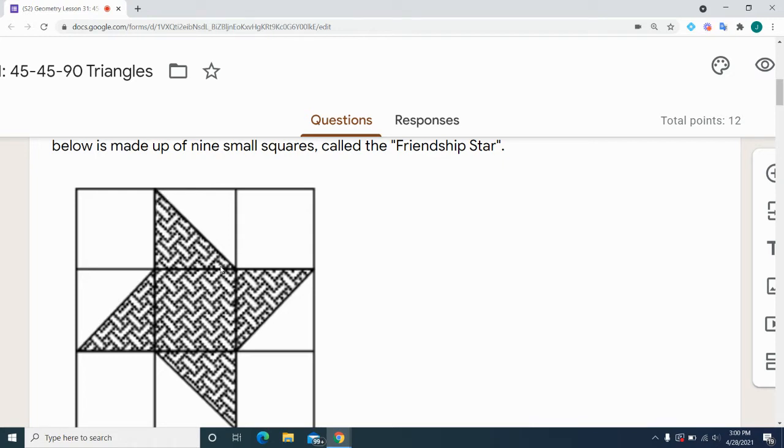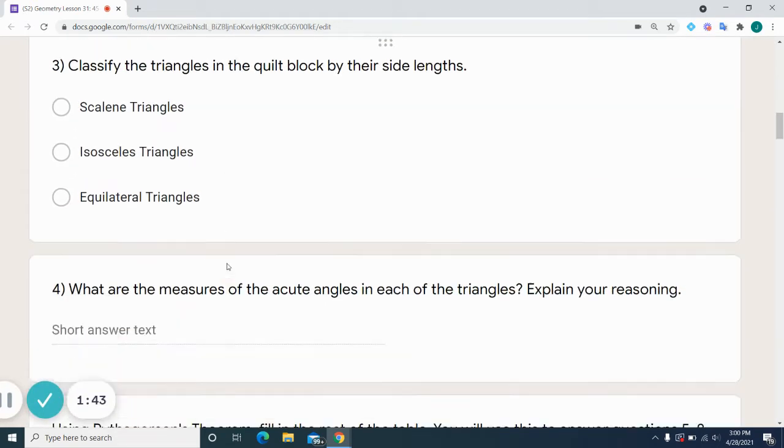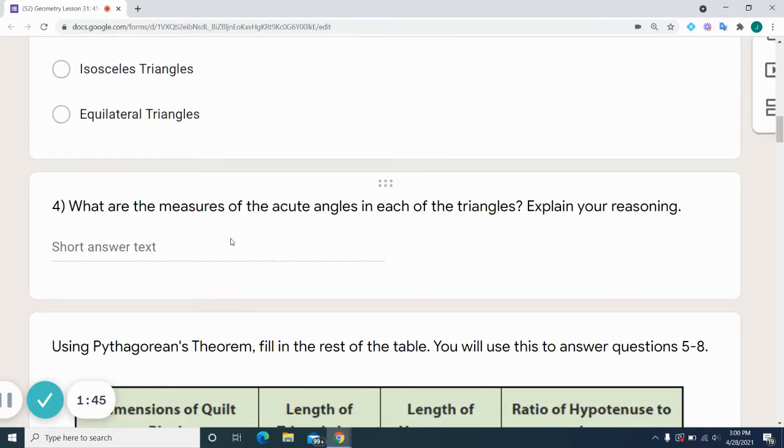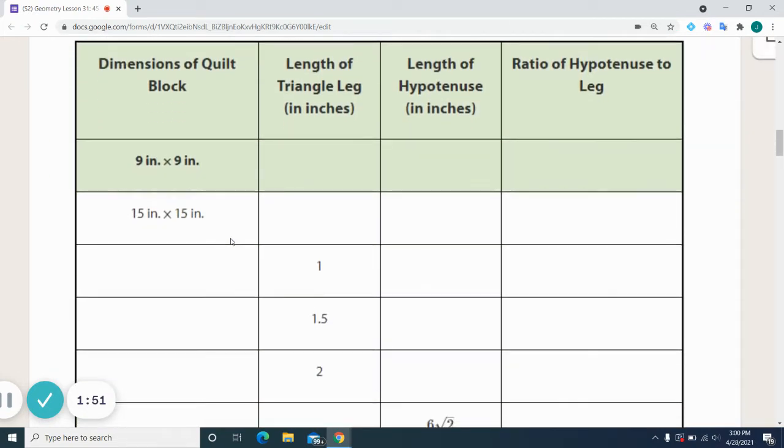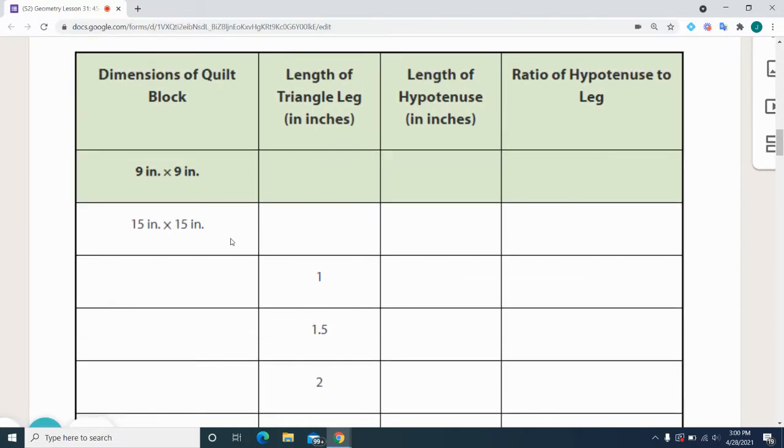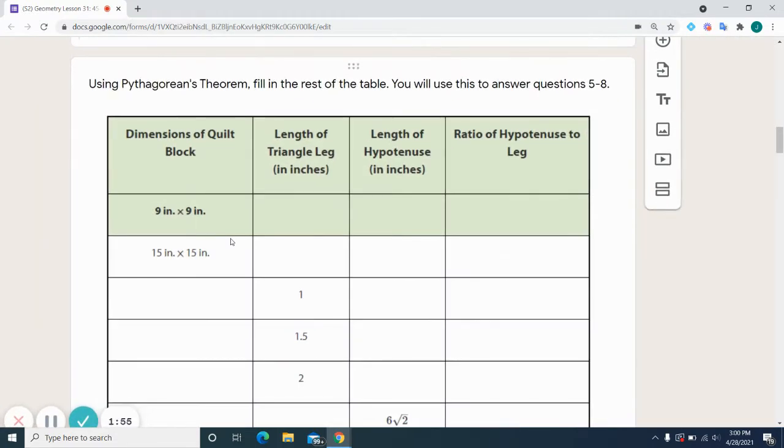And over here, what's half of 90? Well, that would be 45. So I hope when you get here, you notice that the triangles have a 45-degree angle, a 45-degree angle, and then a 90-degree angle. So with all that, you arrive at this right here, this table.